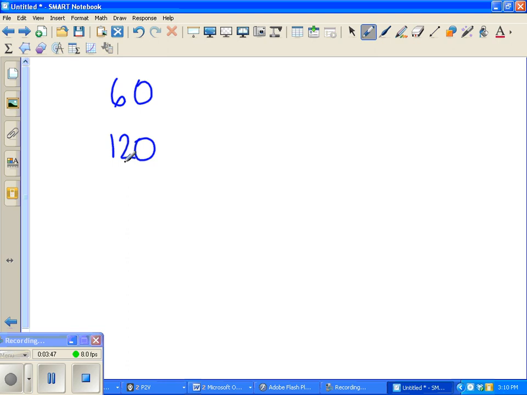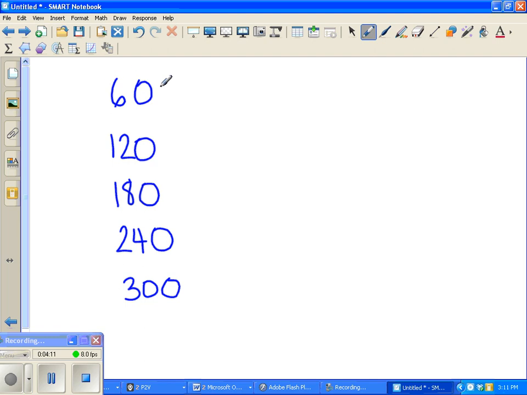Then it would be 6 more than 12 would be 18. 6 more than 18 would be 24. And 6 more than 24 would be 30, but I tack on my 0. So this is how many groups of 60 I can get out of 300. This is how many times that it would go around.